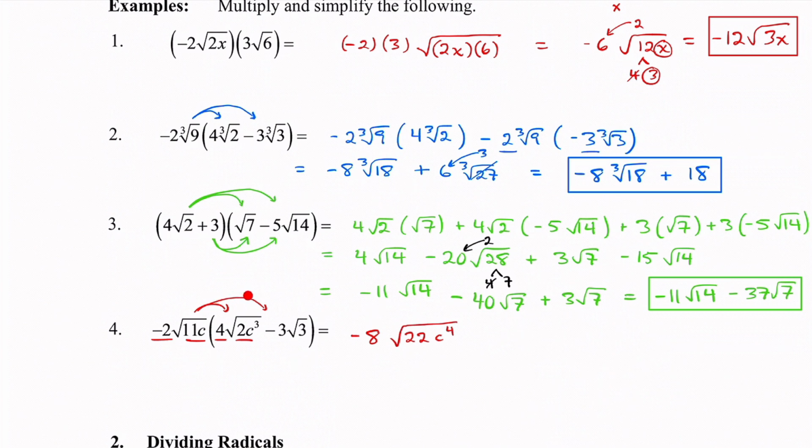Then I had this second one here. So I'm going to have negative 2 times negative 3. That's going to be positive 6. And then inside the square root, 11c times 3 is 33c.